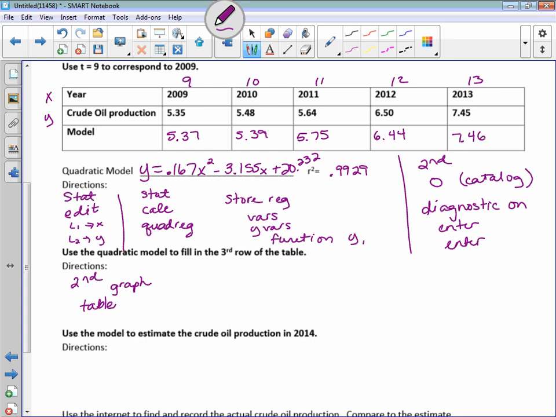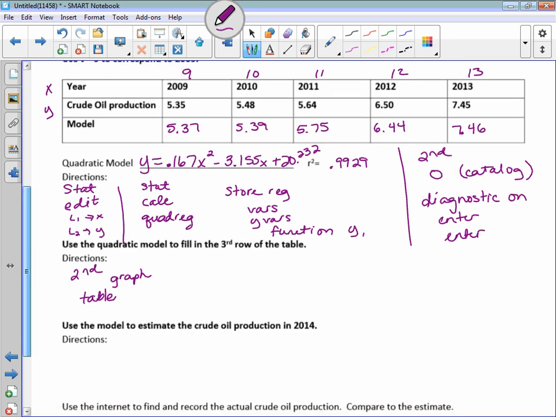And for 13, 7.46. Okay. So guys, this just shows you, is your model a perfect fit for this? No, but it's very, very close. Then I'm asking you to use your model to estimate the crude oil production for 2014. So we're going to extrapolate now. So what do you think? What does it give you when you look at 14?